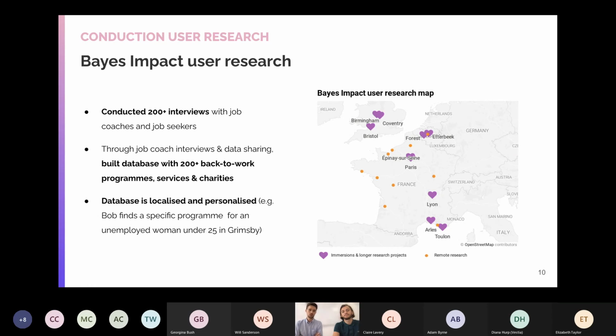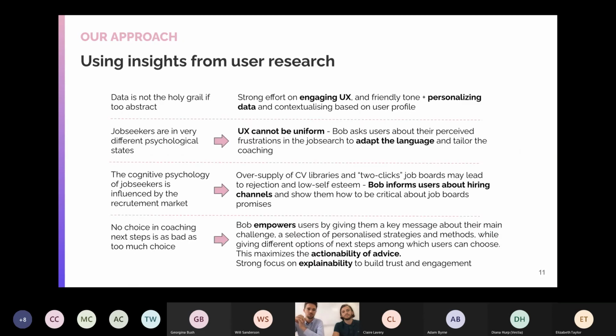And we also tackled the challenge of adapting Bob to different labor markets, different databases, different data availability levels, to be able to provide very localized and personalized recommendations. Doing this user research, we learned a lot of interesting things, of which I'd like to share a selection, because ultimately this is, we believe, really what allowed us to develop Bob as it is today, and which is very different from how we envisioned it at the beginning.